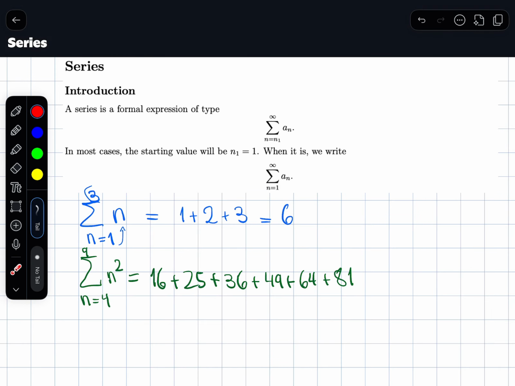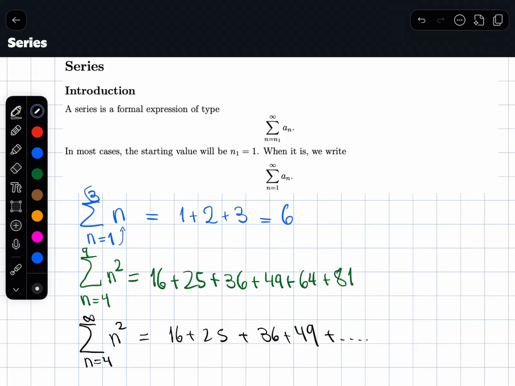What's interesting about this is that because I stop somewhere, doesn't matter how long it takes me to stop, as long as I stop somewhere, this will always add up to a certain number. I'm just adding a few numbers over and over. But here, things are slightly different because I'm not stopping anywhere. I'd be continuing on forever. So that would be 16, 25, 36, 49, and so on, adding over and over and over without ever stopping. So we need ways to discuss when this will add to a finite number and when it will not add to a finite number.